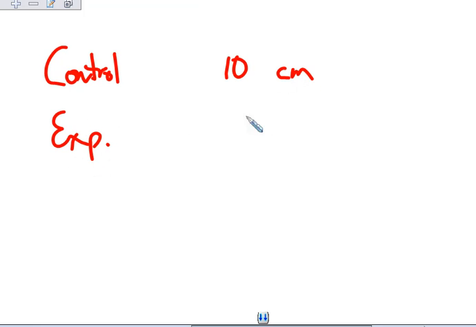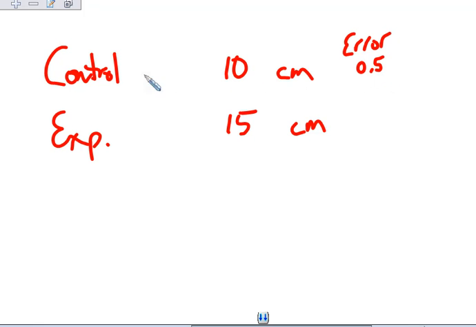Let's say that you had a control group and its results, the average was 10 centimeters or something. And let's say your experimental group, its average was 15. Maybe these are how long a snake grew or something. And let's say the error on your experiment was very small, 0.5.